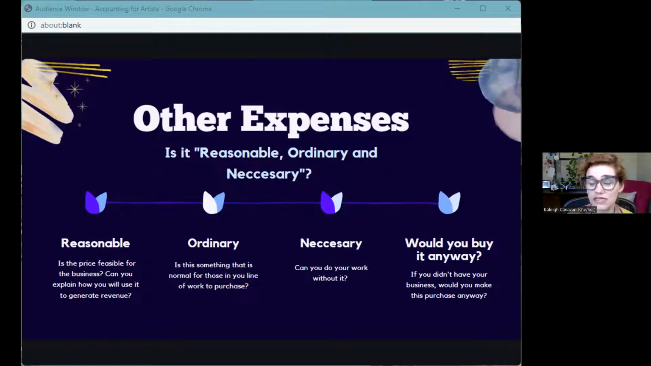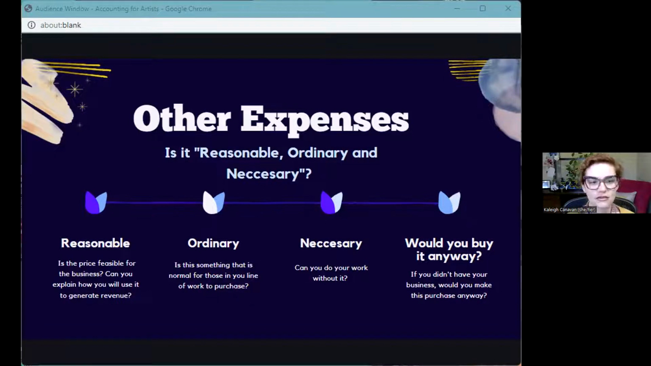So while it's reasonable for me to spend thousands of dollars on tax software, I bet it's not reasonable for you to spend that much. While it's probably reasonable for you to buy a commercial printer, it's really not for me, that sort of thing. So you'll want to think about that as you're walking into considering an expense.